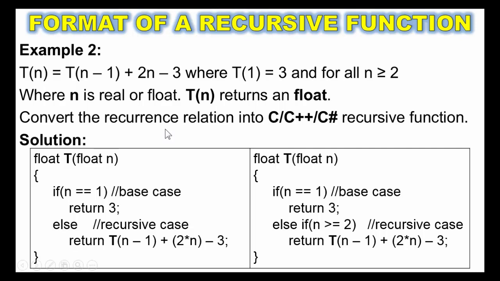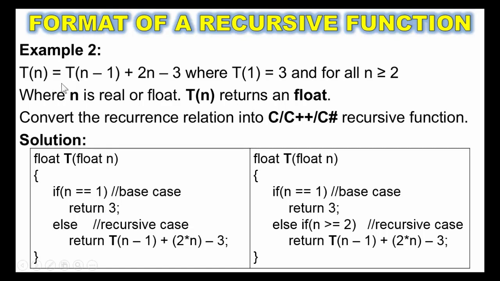The solution: we write the return data type of function t of n, which is real or float, based on the given. The input of the function t is n, which is a real or a float, based on the given. Thus, we write float n as formal parameter. The body of the function is delimited by open and end curly braces. The condition, function t at 1 is equal to 3, is the base case. So we write if n is equal to 1, return 3.